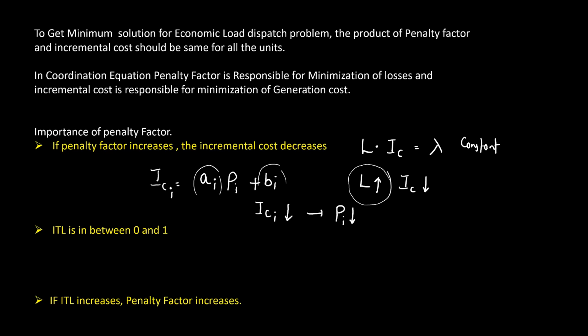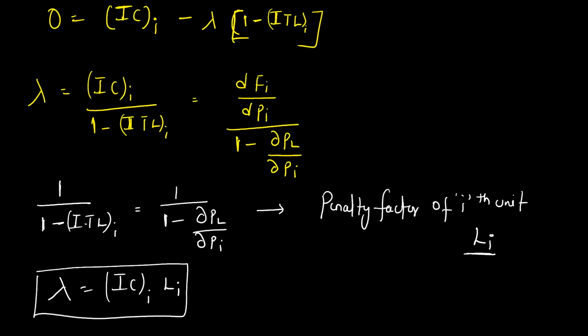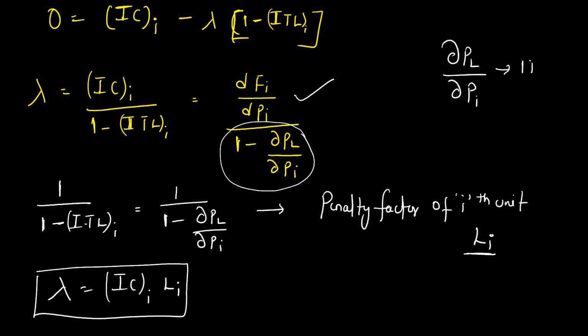And incremental transmission loss would be between 0 and 1. So again, I'm reiterating the fact. Here, lambda is equal to incremental cost divided by 1 minus incremental transmission loss of the ith unit. So this numerator is called incremental cost. This factor of dou PL by dou Pi, because we are considering the ith unit, is called incremental transmission loss.